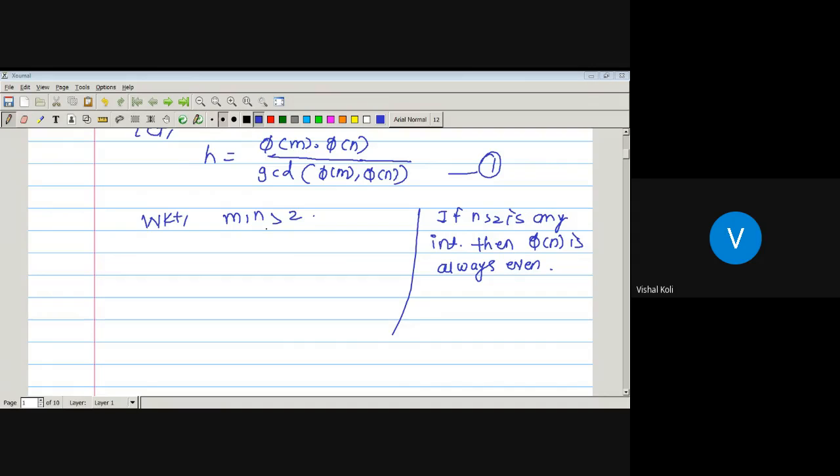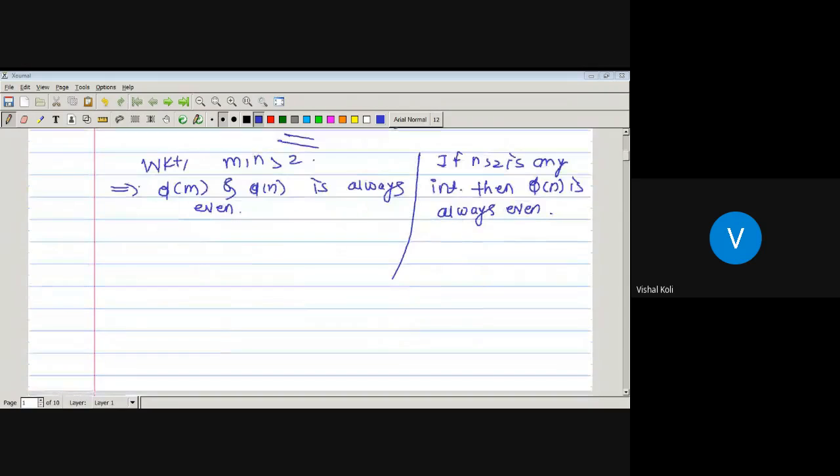Now as m and n are two integers greater than 2, phi of m and phi of n are always even. Then what is the GCD of phi of m and phi of n? 2.